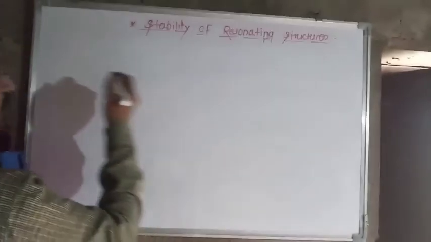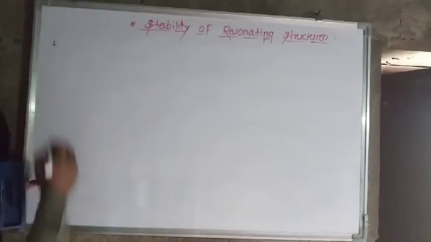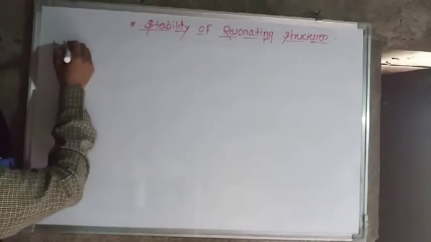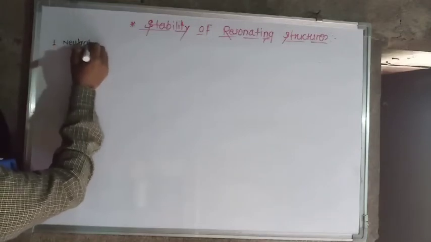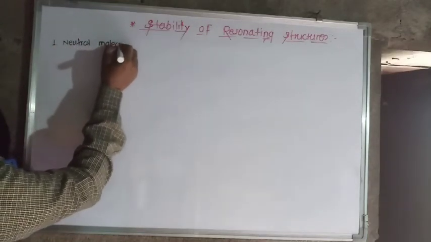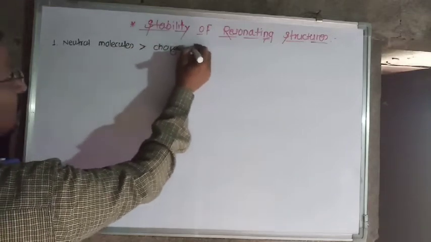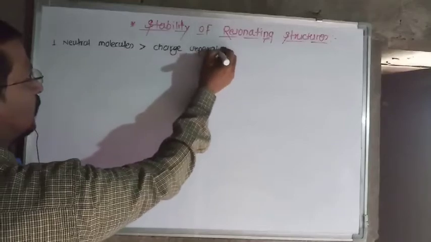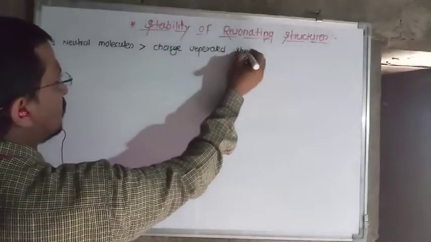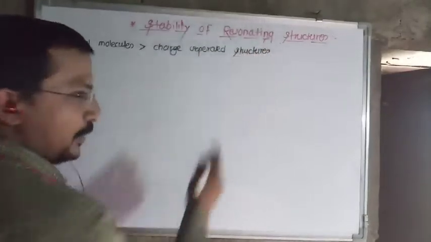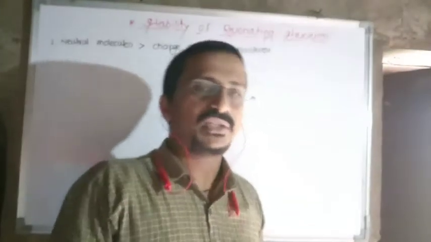Now, first point considering stability of resonating structures: neutral molecules are more stable than charge separated structures, isn't it? म्हणजे कुठलाही चार्ज नसणारा मॉलिक्यूल जर असेल तर त्याची स्टेबिलिटी ही चार्ज सेपरेटेड स्ट्रक्चर्सपेक्षा जास्त असणार. एक एक्झाम्पल बघूया.